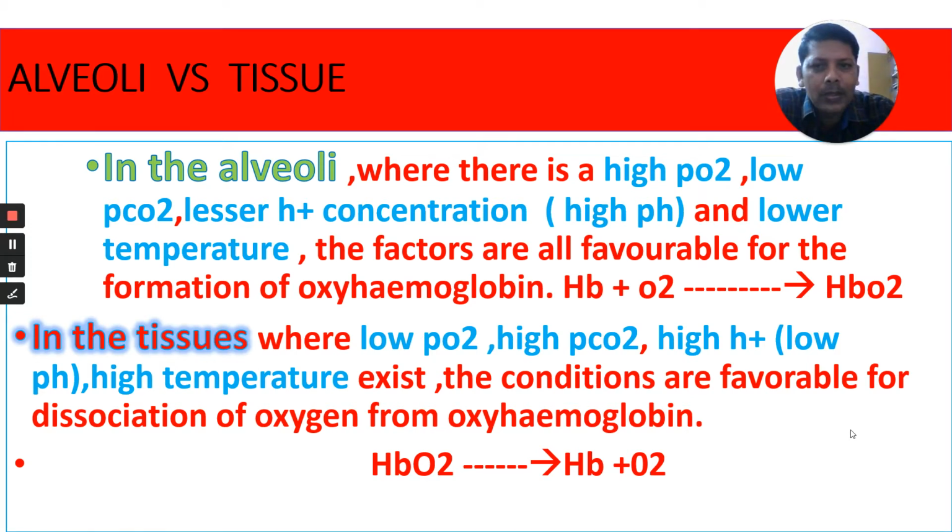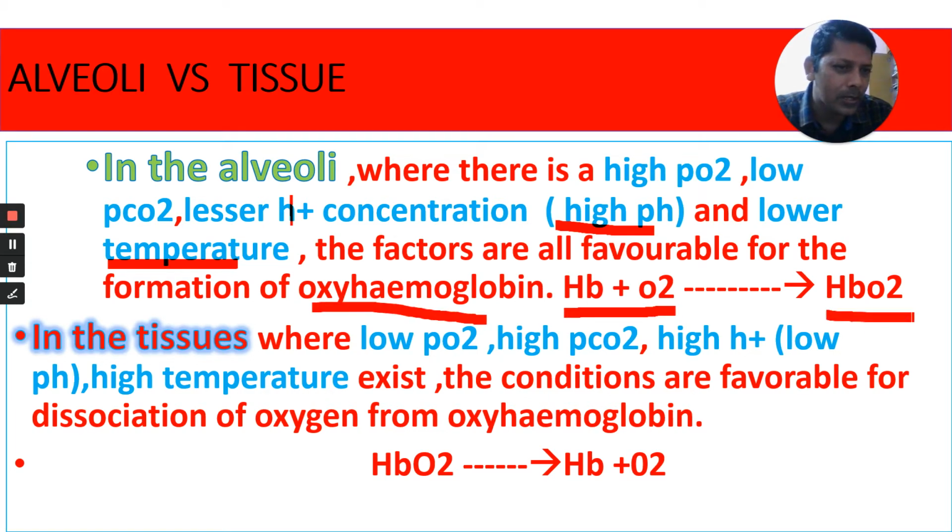And a higher H plus concentration is present, which means a lower pH. In the lungs, high pH, low H plus concentration, and lower temperature are all favorable for the formation of oxyhemoglobin. What is oxyhemoglobin? This is the formula of oxyhemoglobin: HbO2.